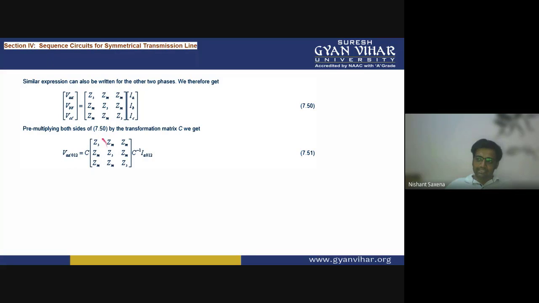Now if you multiply this with the transformation matrix C, definitely I can convert the phase values into the symmetrical components, or vice versa, symmetrical components into the original phase values. So if I have knowledge of either the original phase values or the symmetrical components, then I can transform it into the other using the transformation matrix C. I hope this is clear to you. There is no problem in this.